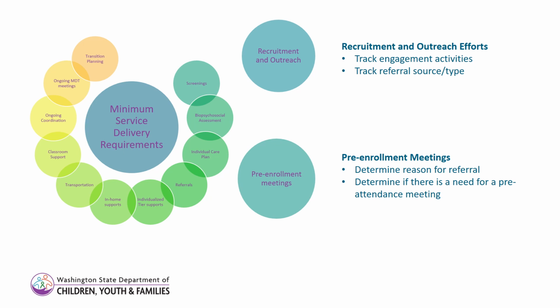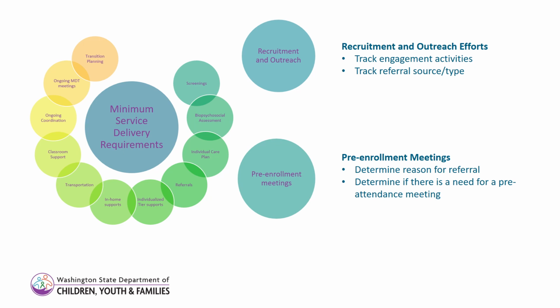Recruitment and outreach efforts can include reaching out and developing relationships within your community. You can access your local ICW and child welfare social workers, child welfare early learning navigators within DCYF, primary care providers, and public health nurses for referrals for children who may be eligible for ECLIPSE services. You will track and document referral types and engagement activities.